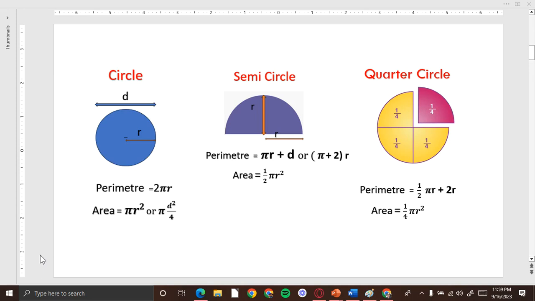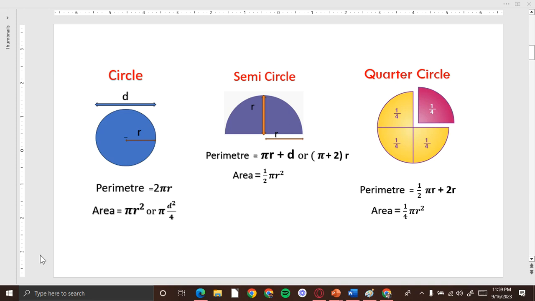Next is circle. For a circle, the radius is diameter divided by 2. Here D is the diameter and R is the radius of the circle. For this, we will calculate area as pi into R square or pi D square divided by 4. Perimeter as 2 pi R. For a semicircle, perimeter is equal to pi into R plus D or pi plus 2 into R. Area is equal to half of pi R square. That is, half of the circle is semicircle.